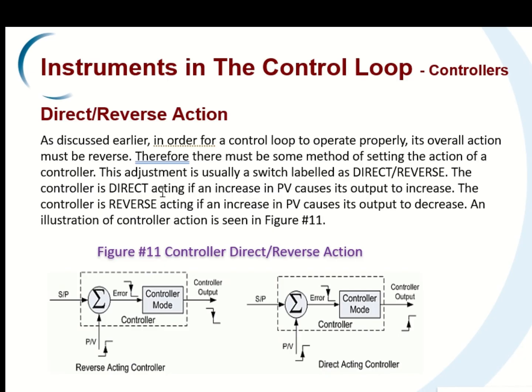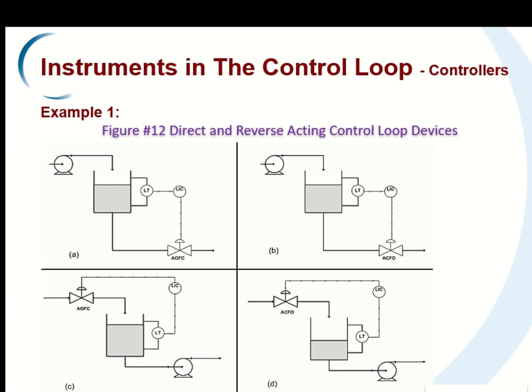The controller is direct acting if an increase in the PV causes the output to increase. The controller is reverse acting if an increase in the PV causes the output to decrease. This control action is shown in figure 11. So I think this is clear, and you can see increase, decrease, increase, increase, direct, reverse. Similarly, there are more diagrams about direct and inverse acting loops.